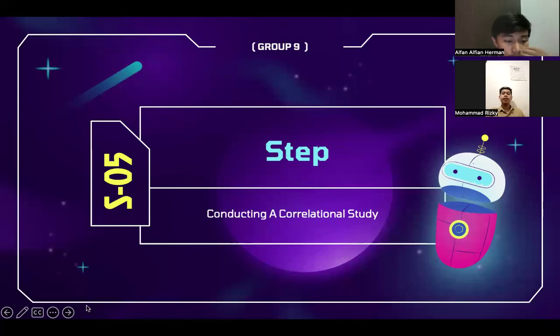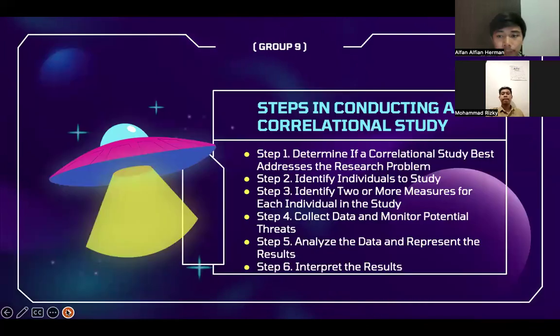Okay, thank you, Alfan. Next are the steps of conducting a correlational study. Next slide. Okay, and here we have 6 steps. The first step is to determine if a correlational study best addresses the research problem. A correlational study is utilized to identify the direction and degree of association between two sets of scores, explaining complex relationships and predicting outcomes. It thus is not proof of a relationship but indicates an association between two or more variables.